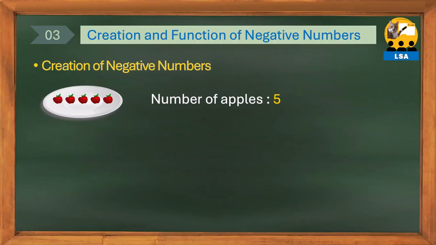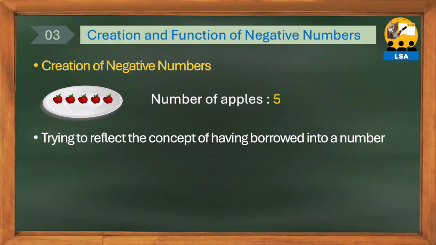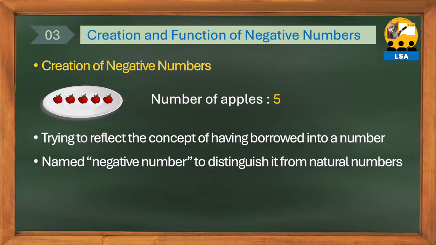Although they possessed the apples they had, since they were borrowed, there was a lacking aspect to call them their own possession. So although the person could express their state of possession with the natural number 5, they wanted to reflect the concept of having borrowed into the number, which is step 1 of the abstraction process. They named it a negative number, as a number different from natural numbers. This is step 2 of the abstraction process.